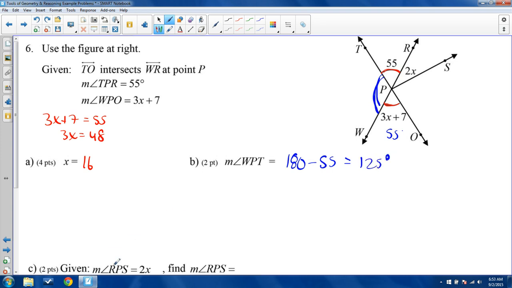Okay, I anticipated more work, so this last problem is down here. Let me do the work up here. Given the measure of angle RPS is 2x, let's find the measure of angle RPS. So if RPS is 2x, then the measure of angle RPS is 2 times 16, which is 32 degrees. And that's all.